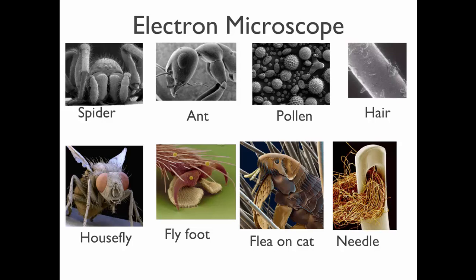So these different images are all views from scanning electron microscopes. They give a three-dimensional view of an object. A couple things about using the electron microscope. Basically, the object you're going to look at has to be coated in a thin layer of metal. And therefore, you can't usually look at living things in the electron microscope. They have to be dead. So all these insects you see are no longer living. It also gives you a black and white image.